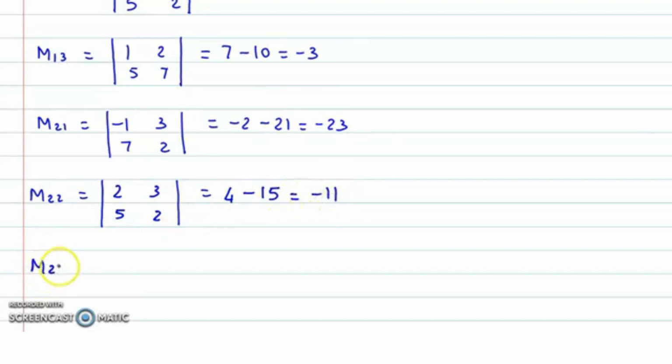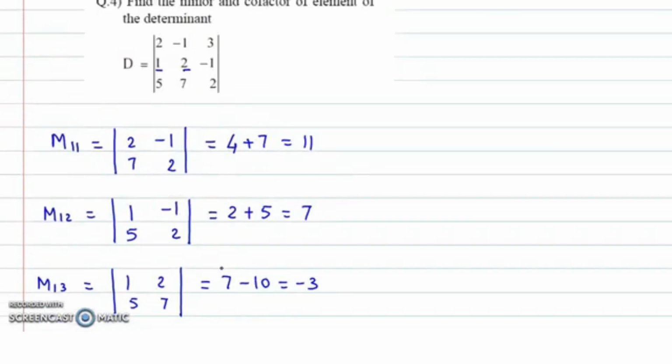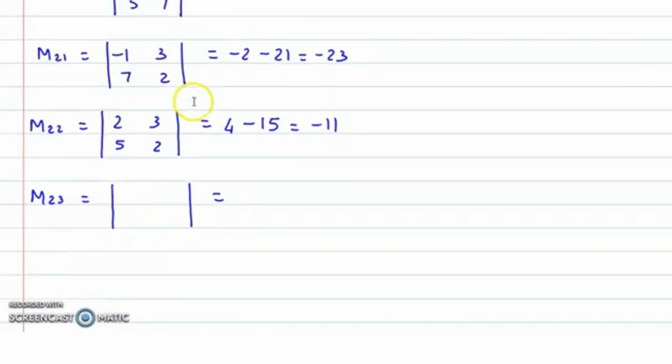नेक्स्ट इज M23 का माइनर ढूंढते हैं हम, सेकेंड रो थर्ड कॉलम यानी इस वाले एलिमेंट का. ये रो और ये कॉलम गया. सो 2 -1 5 7. Now 2 into 7 that's 14 minus 5 into -1 ये रहेगा -5. So this becomes +5. ये आ जाता है 19.